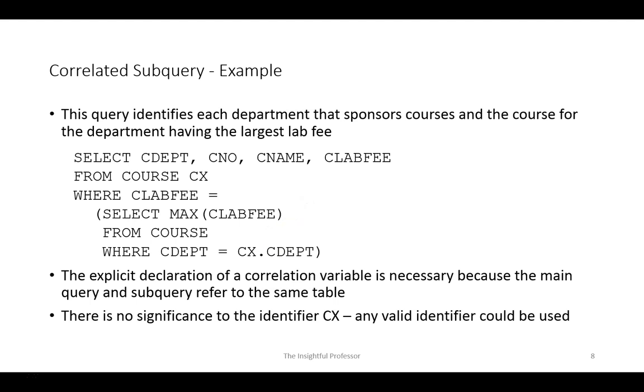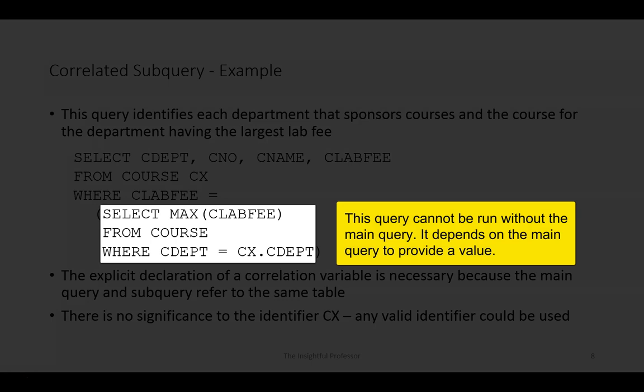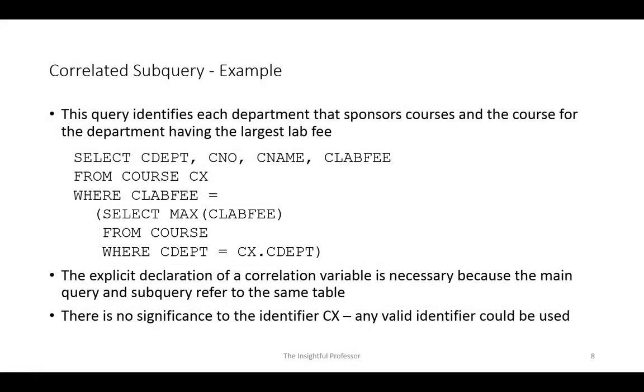cx.cdepartment. In this type of subquery, it's not possible to execute the subquery in isolation, that is, as a standalone query. Because of this relationship or this correlation to the main query, we have to receive from the main query a value for cx.cdepartment in order to complete the predicate in the subquery. So cx.cdepartment refers to the cdepartment column of the row currently under consideration in the processing of the main query.